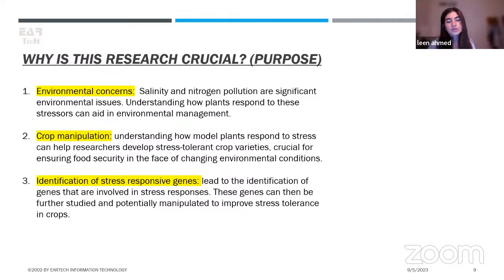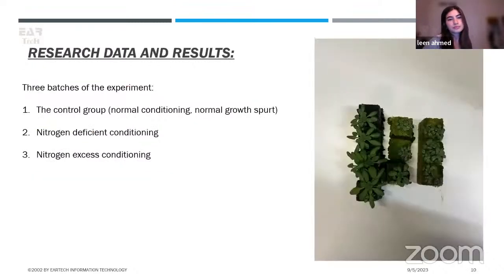And identification of stress responsive genes, it's the same thing over and over again. So these genes can then be further studied and potentially manipulated to improve stress tolerance in crops.